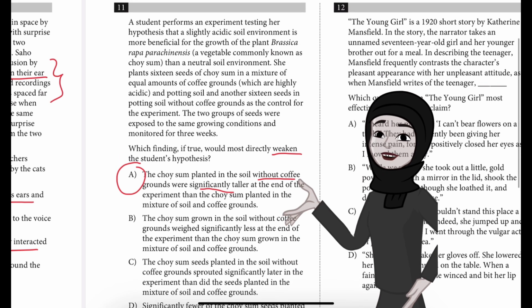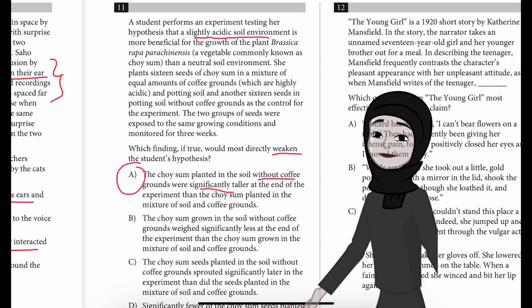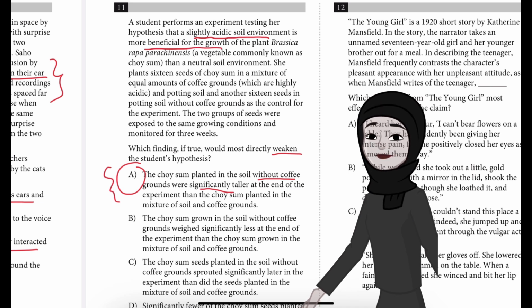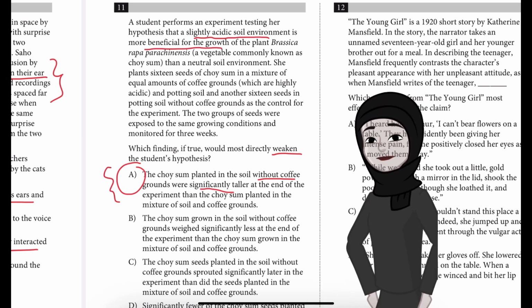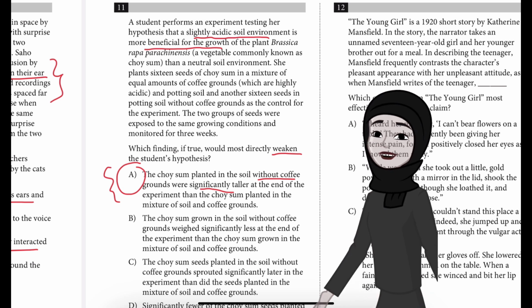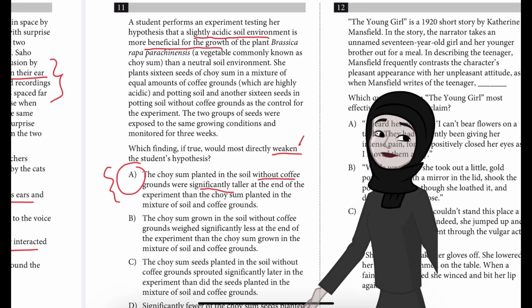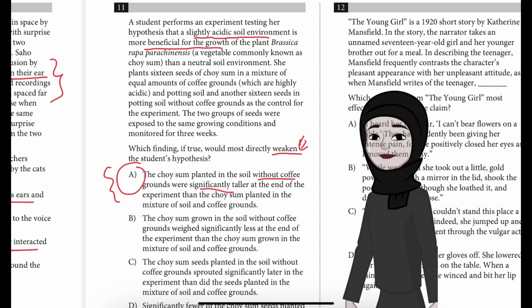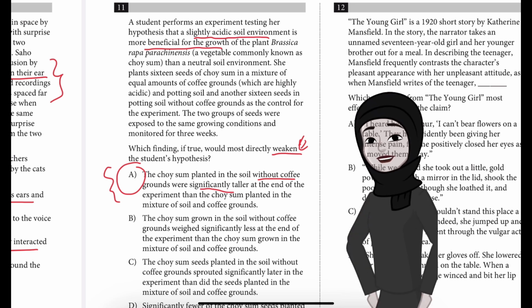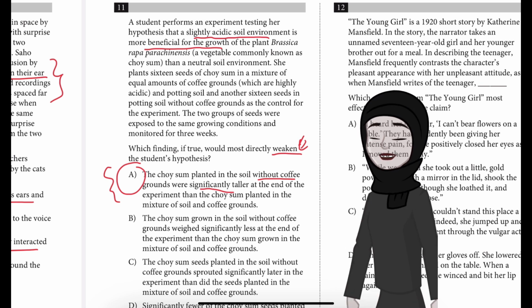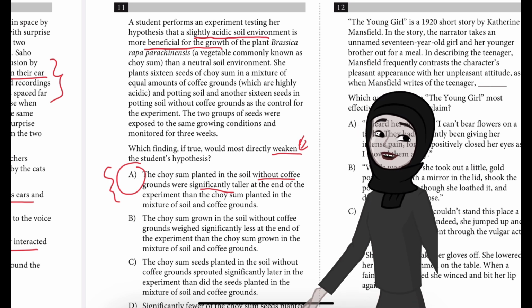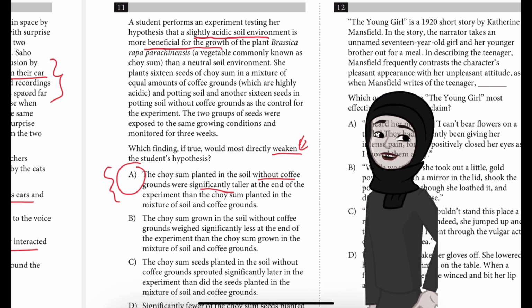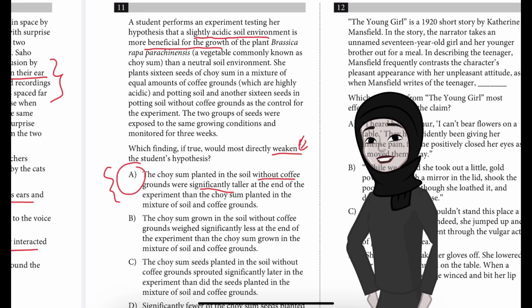Whereas the student's hypothesis is that a slightly acidic environment is more beneficial for the growth. But if it is showing that the choy planted in soil without coffee grounds was taller, that means it will weaken the student's hypothesis. A is the best answer because it describes an experimental outcome that would most directly weaken the student's hypothesis. According to the text, the student hypothesizes that Brassica rapa parachinensis, that is choy, will benefit more from acidic soil than from neutral soil.